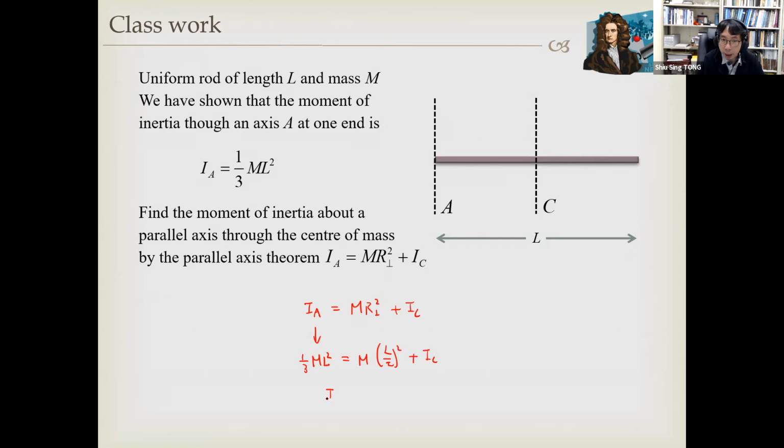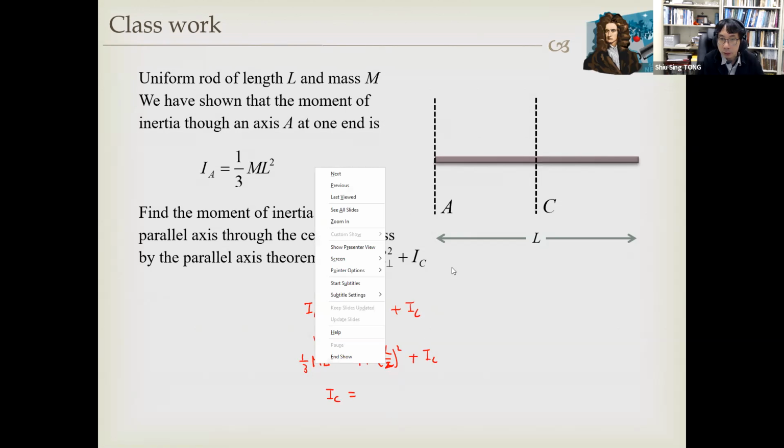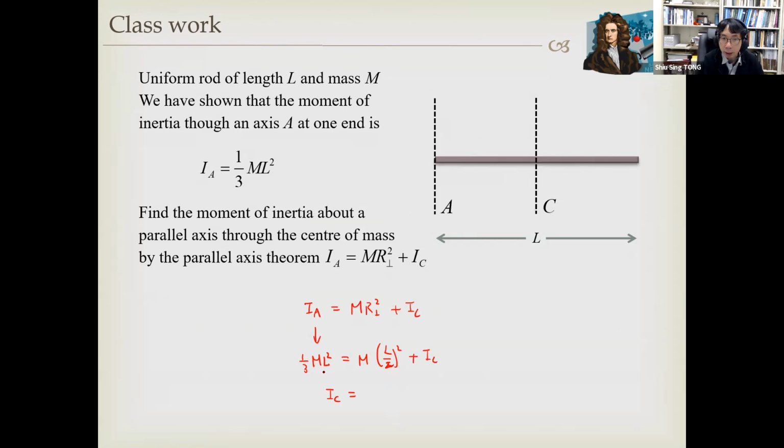So that means IC is equal to, this is a 2 here. And I now extract the factor of ml squared out, okay? And inside the bracket, 1/3 minus what? (1/2) squared, right? So (1/2) squared is 1/4. Is that right? So 1/3 minus 1/4 is 1/12 ml squared. Okay. So you got the answer.